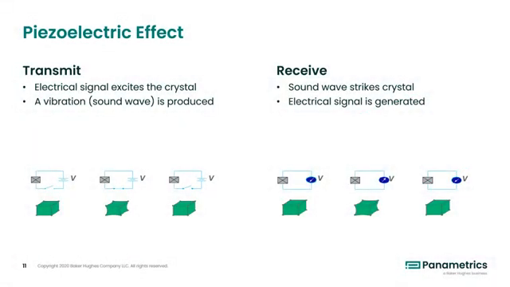Let's first look at how the signal is generated to start with. We utilize the piezoelectric effect, which is the ability of a certain material to generate an electric charge in response to an applied mechanical stress. In Panametrics ultrasonic transducers, we use this phenomena for signal generation and reception.